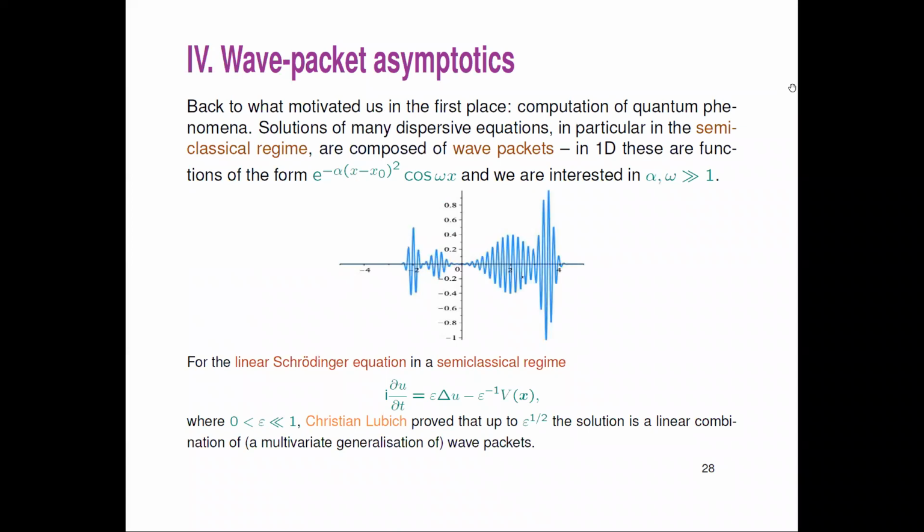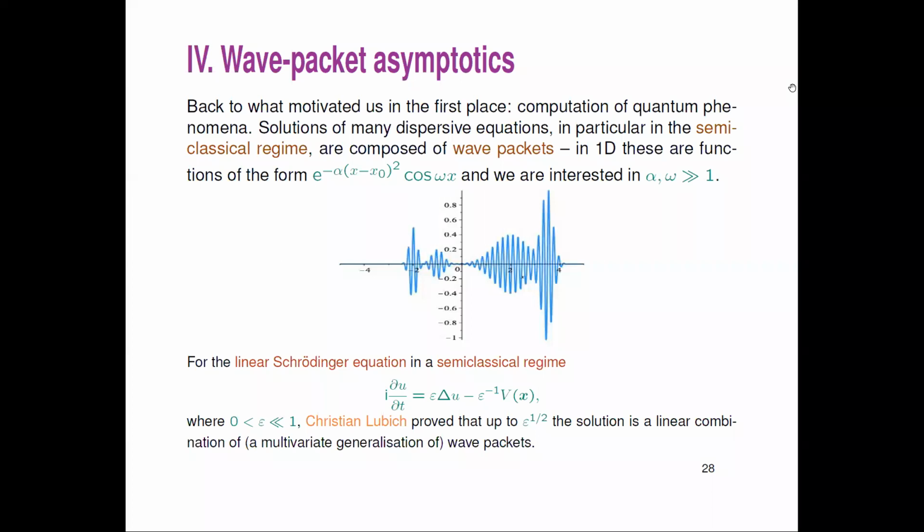There is one type of functions in which we are really interested, and these functions are wave packets. So functions of this kind, and functions which are wave packets, linear combinations of creatures like that, are very important because once you have a linear Schrödinger equation in a semi-classical regime, where epsilon is small, and this is an equation essentially describing a system of elementary particles under interaction. And epsilon is the square root of the ratio of the mass of the smallest particles, the electrons, to the mass of the entire system. So it is a small number.